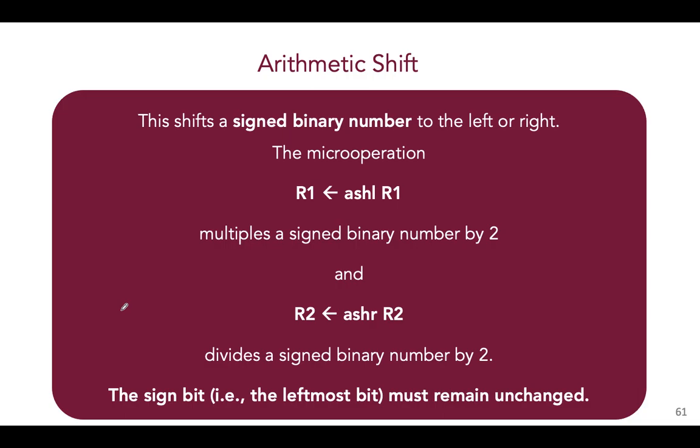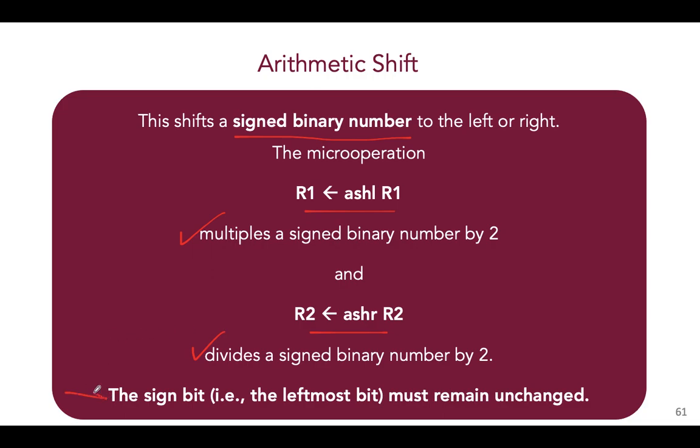This shifting is for signed binary numbers. Signed binary numbers can be shifted to the left or the right. And it's very important to note that this is for signed binary numbers because otherwise it gives incorrect results. The micro operation for arithmetic shifting is like this: arithmetic shift left, arithmetic shift right. Another purpose of arithmetic shifting is that arithmetic shift left actually multiplies a signed binary number by 2, and arithmetic shift right divides a signed binary number by 2, right?